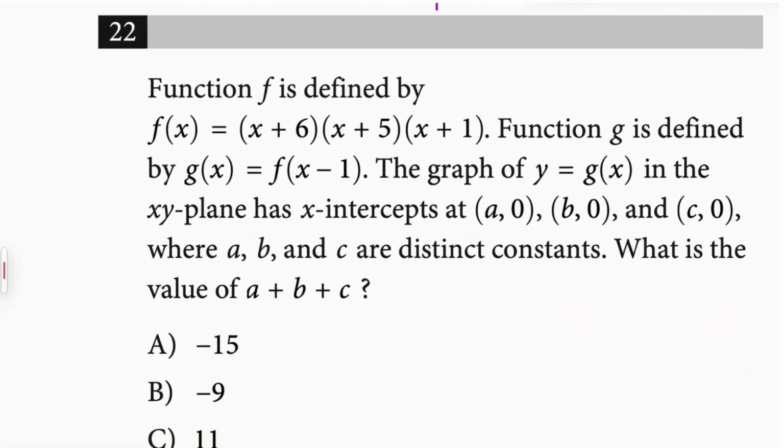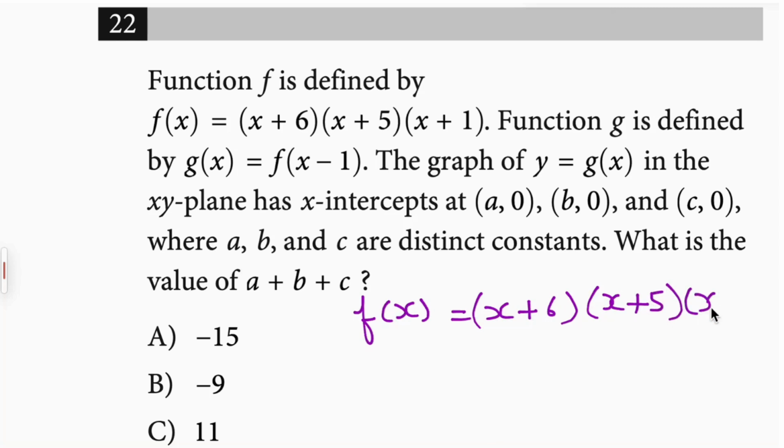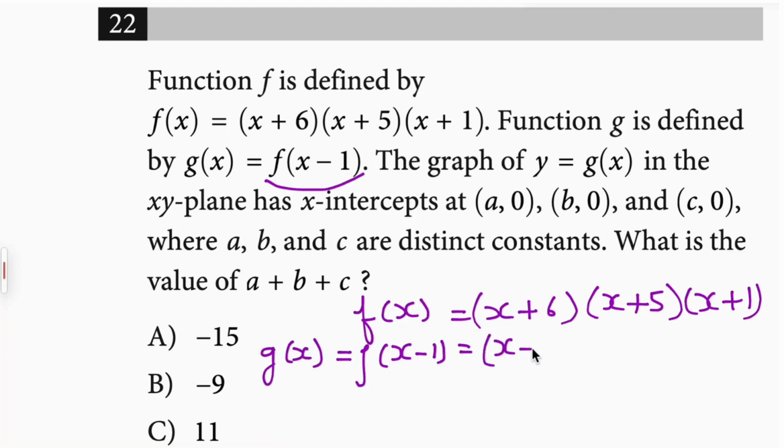Okay, let's come to the next question, which is 22. f of x is equal to (x plus 6)(x plus 5)(x plus 1). Function g is defined by g of x is equal to f of x minus 1. Okay, let's see this one first. If I replace every x with x minus 1, this is what is required here. This will become g of x, right? So let's replace x with x minus 1.